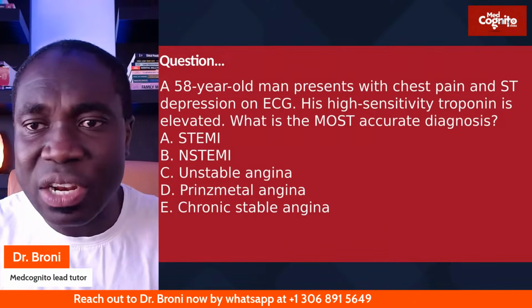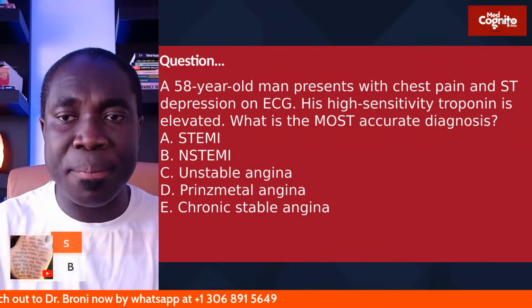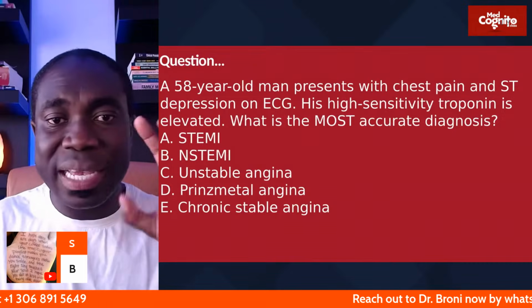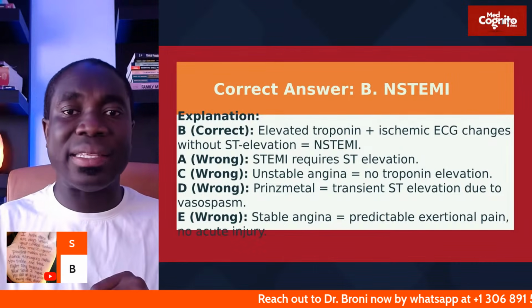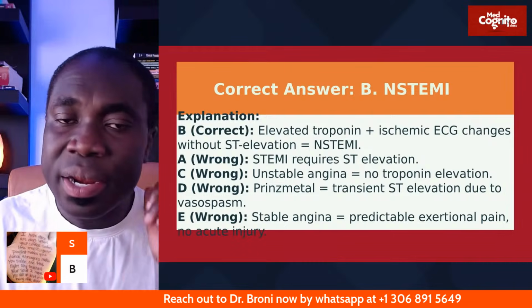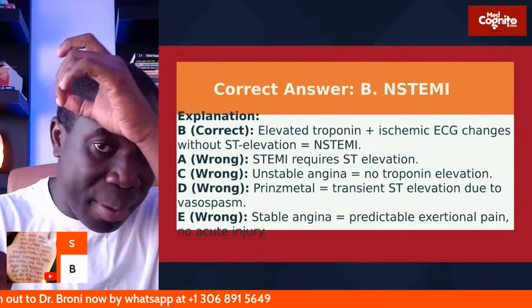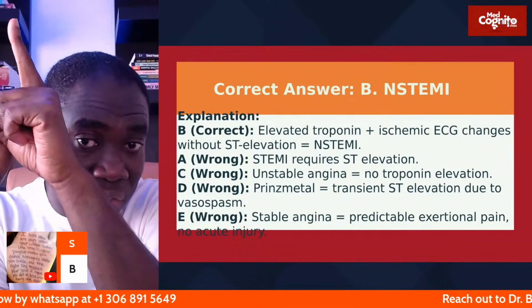Okay, I see that almost everybody is going for B. Now, doctors, in the comment section, everyone is saying it's NSTEMI, and I think NSTEMI is the correct answer, right? Because the patient has elevated troponin with ischemic changes, but there is no ST segment elevation.